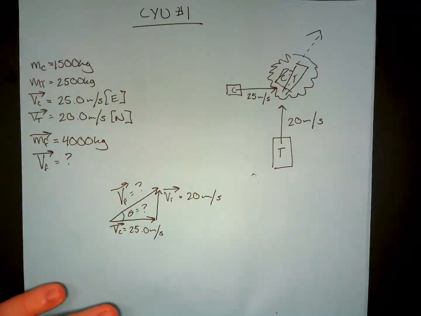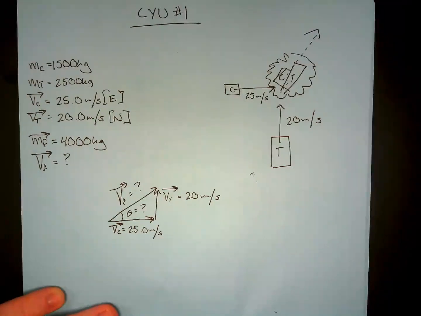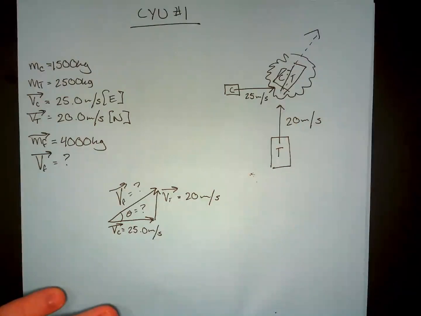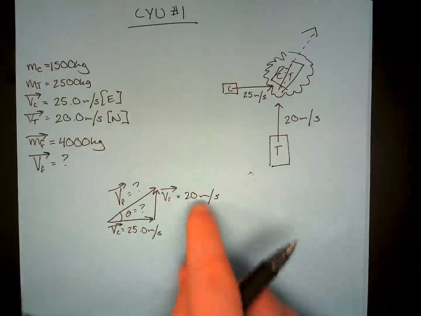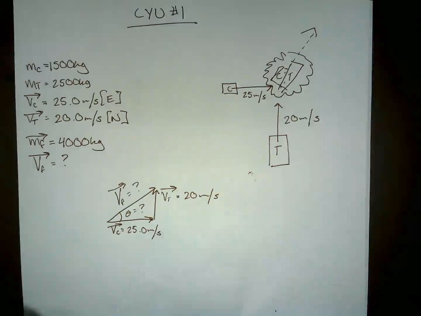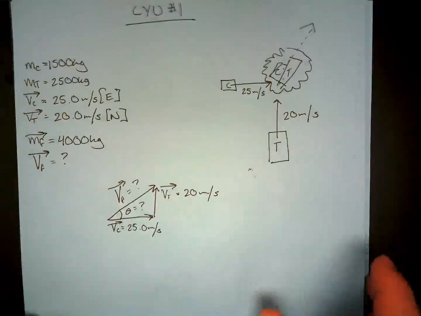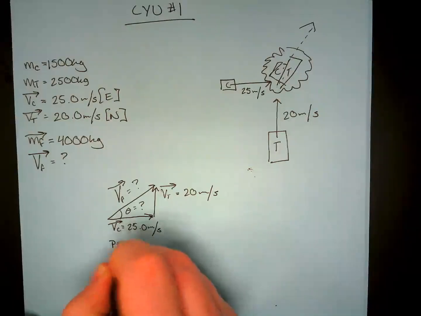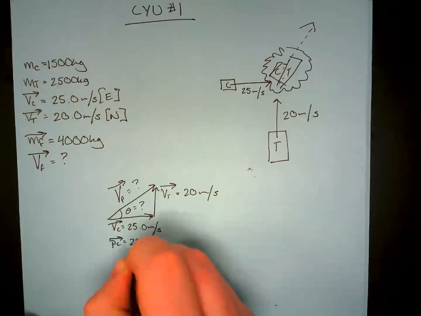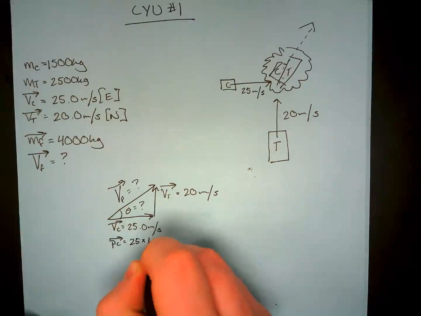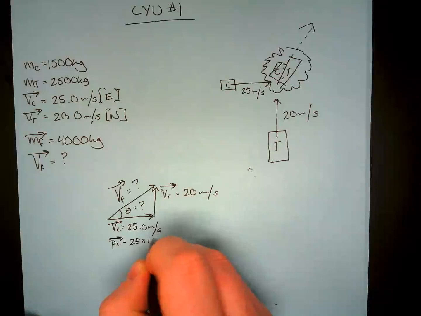But where we can use Pythagorean's theorem is by first finding the momentum of each of these separate units. So the momentum of the car is just 25 times the 1,500, yeah, 1,500.